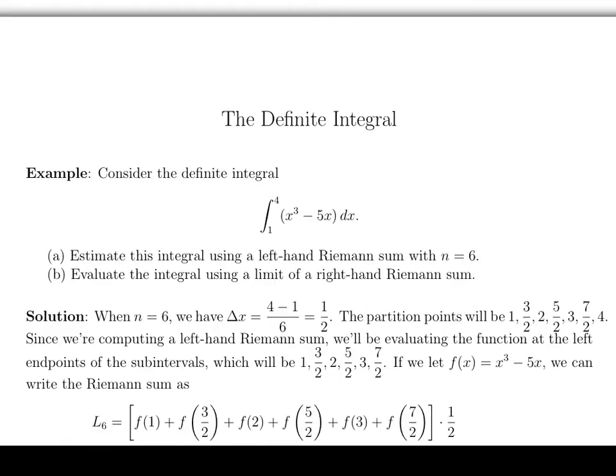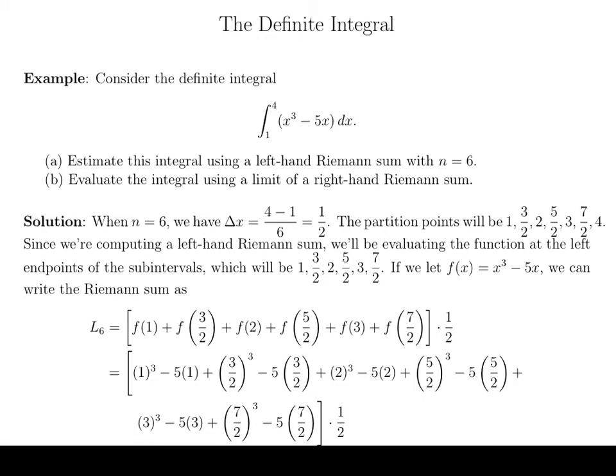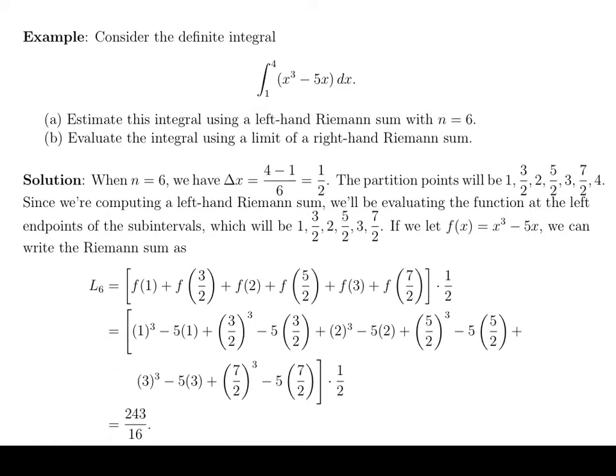Let's start by writing this. L of 6 is equal to f of 1 plus f of 3/2 plus f of 2 plus f of 5/2 plus f of 3 plus f of 7/2. Those are the left endpoints of the subintervals, the first 6 partition points. Then, of course, we have to multiply everything by 1/2, which represents the width of the subinterval. If we plug everything in, we get this gigantic mess. It's so big I couldn't even fit it onto one line. If you work everything out, it all comes out to 243 over 16.